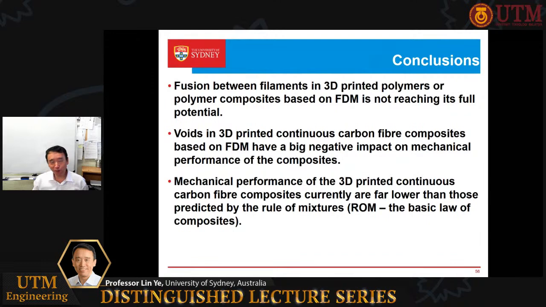So in conclusion, in current 3D additive manufacturing, the fusion between the filaments or between the powder in the 3D printed polymer or polymer composite is not reaching its full potential. The argument here is basically for FDM. But you will say, if it is powder based, you use powder with a laser, like selective laser melting or selective laser sintering. But in that case, you can't put fiber inside. You can only use the polymer powder. So with fiber, you have to use FDM or FFF in this case. But the current fusion bonding between them doesn't reach the full potential.